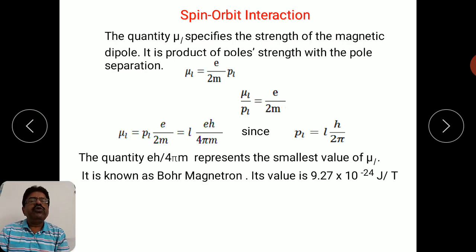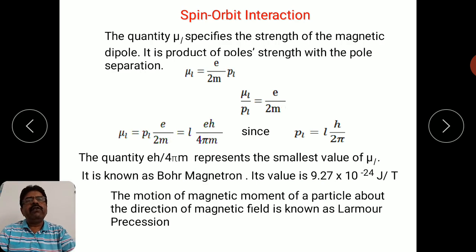Therefore, it is used as a unit for measurement of the magnetic moment of particles. It is known as the Bohr magneton. If you substitute the values of e, h (Planck's constant), and m (mass of electron), this value comes to be 9.27 into 10 raised to minus 24 joule per Tesla. That is the value of the Bohr magneton, used as a unit for measurement of magnetic moment.